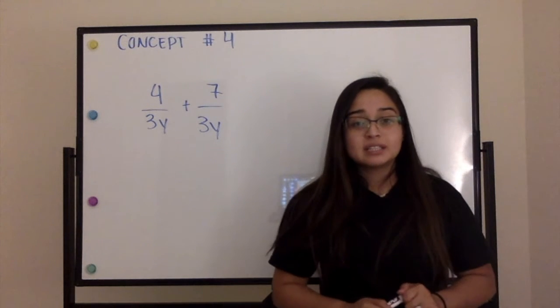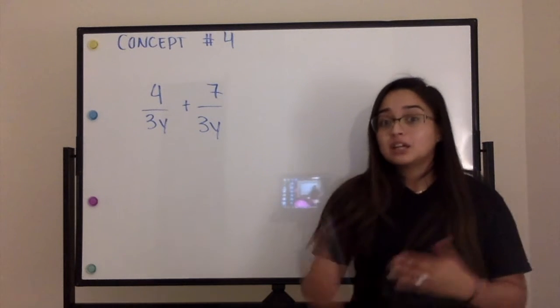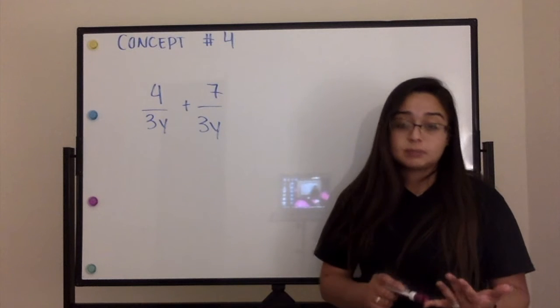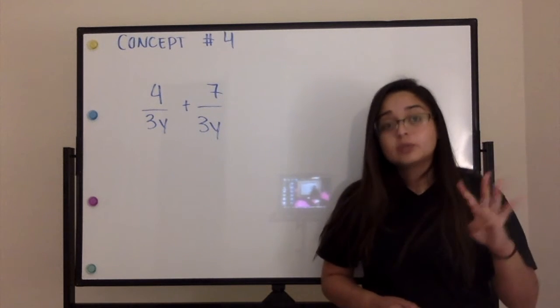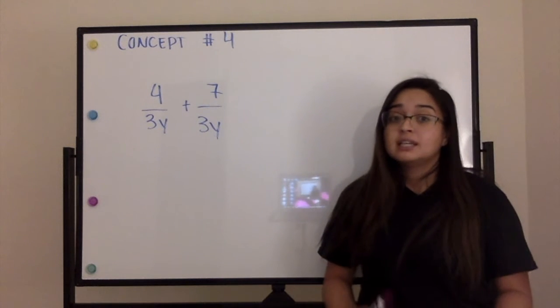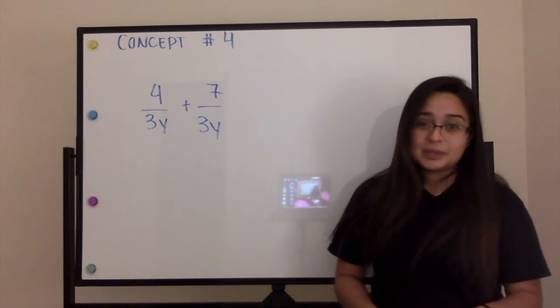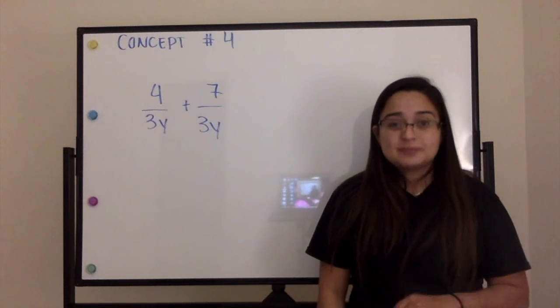Today we are getting started on concept number 4. In concept number 3 we saw many different ways of how we would multiply and divide rational expressions. In concept 4 we're going to be looking at how to add and subtract rational expressions in different ways and different scenarios as well. Okay, so let's get started.